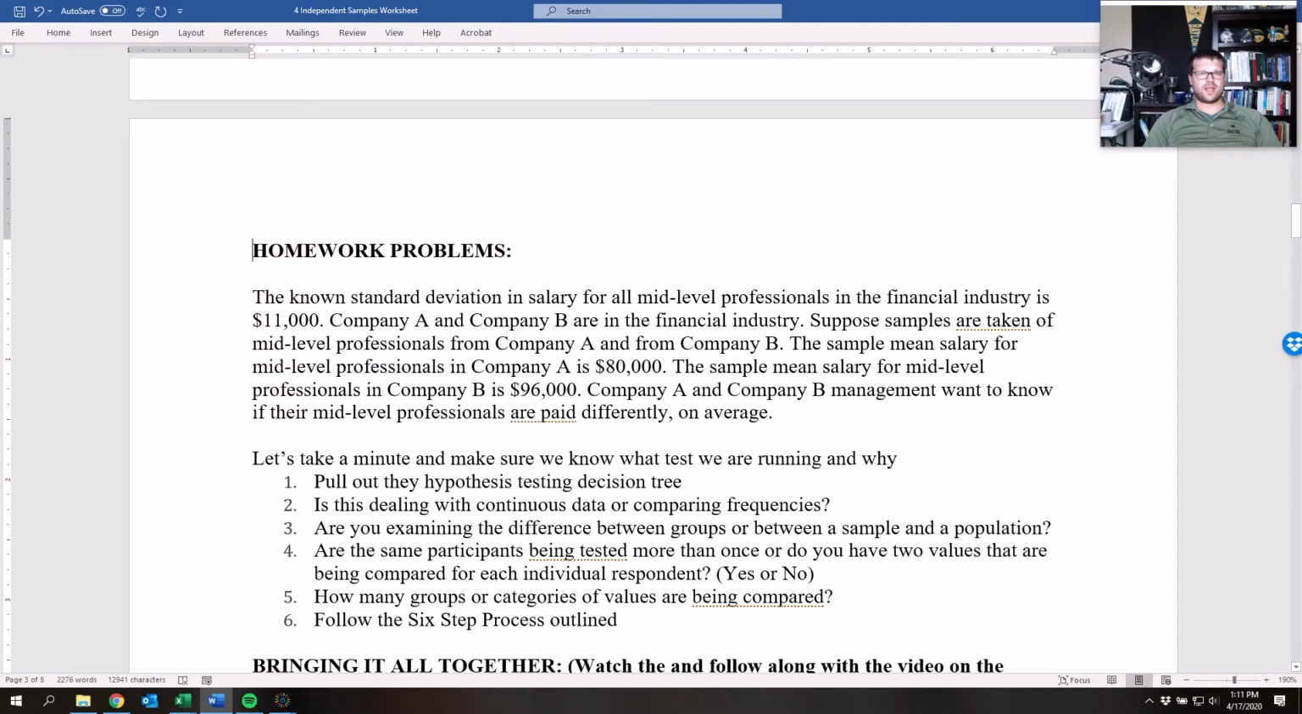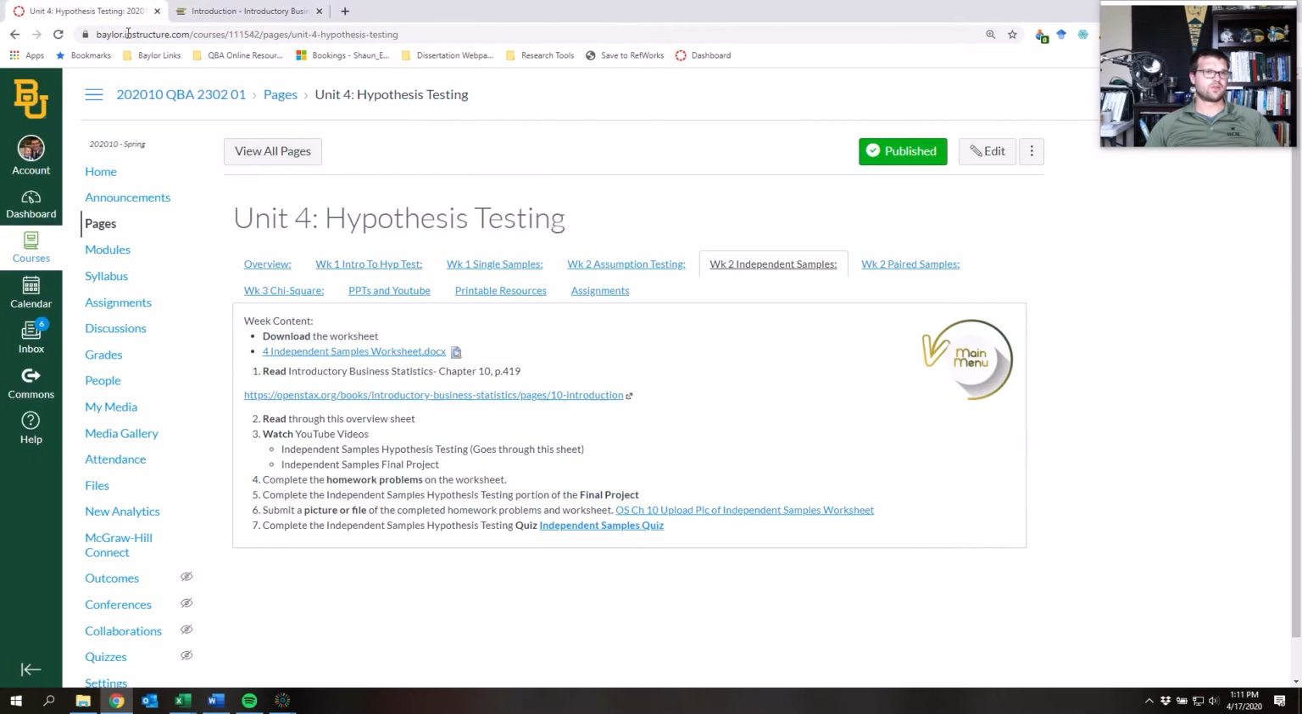Okay, we're going to take a little bit of time and go through the homework problems for the independent samples tests. So let's take a look at this. Homework problems. You can find all of this information if you go to Unit 4.